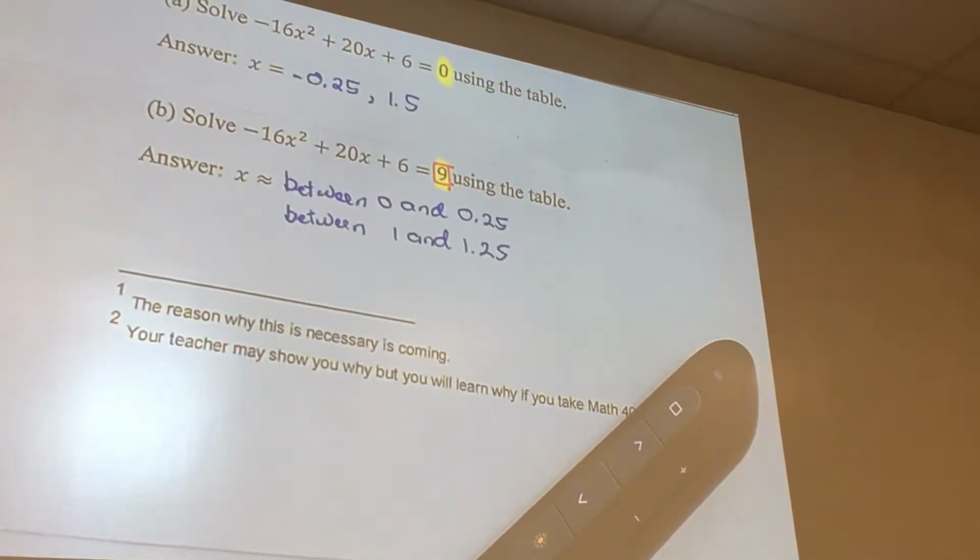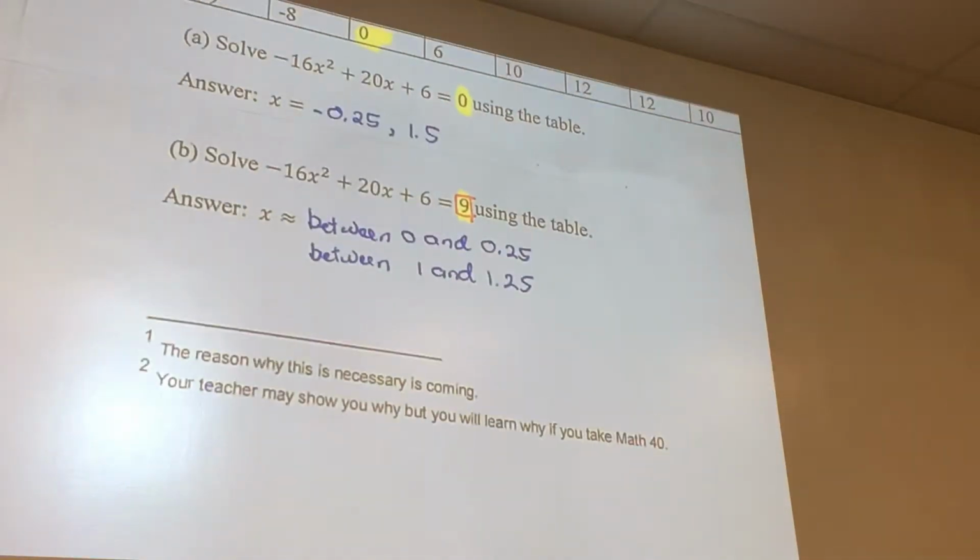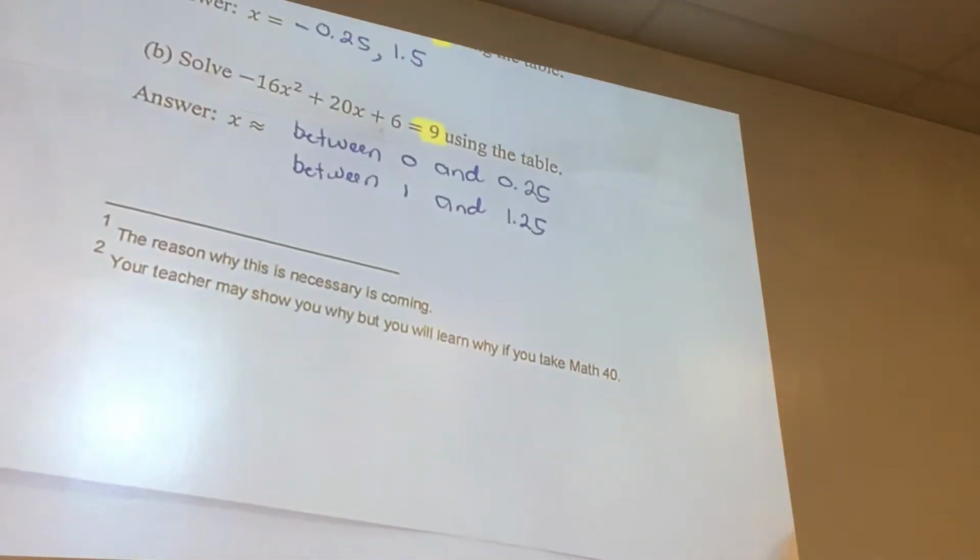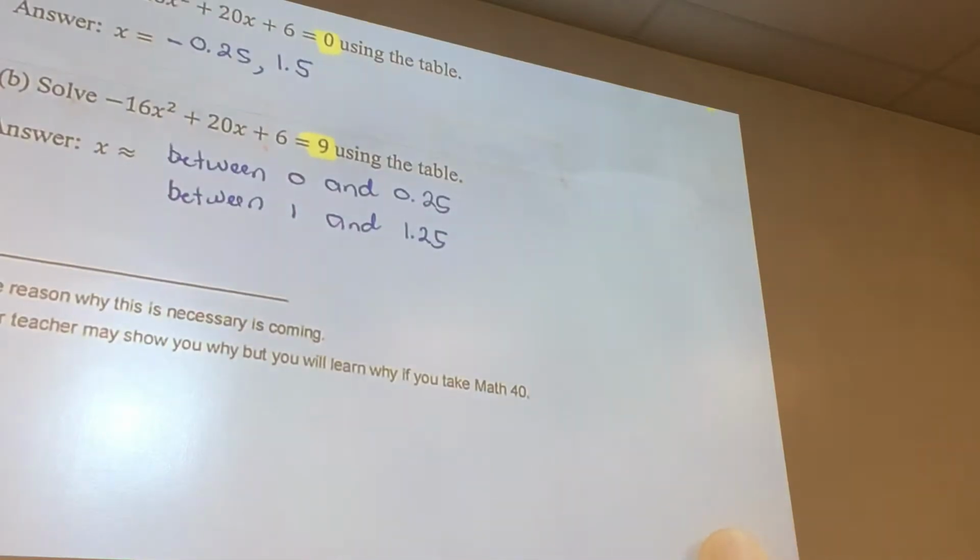Any questions so far for this one? Questions on how to use a table and estimate the answer? Questions? Alright, okay. Now, since this is all about solving, can you please copy this one?